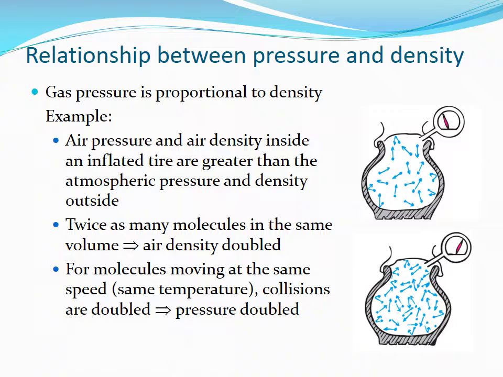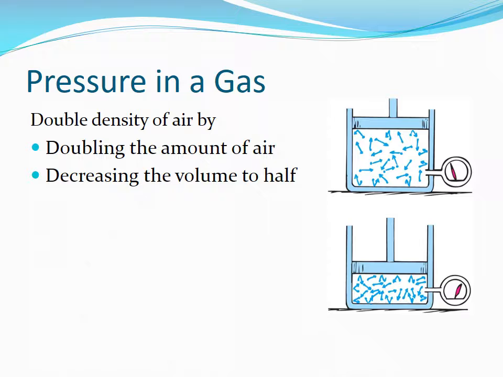Gas pressure is proportional to density. For example, air pressure and air density inside an inflated tire are greater than the atmospheric pressure and density outside. Twice as many molecules in the same volume means the air density doubled. For molecules moving at the same speed, or the same temperature, collisions are doubled, therefore pressure is doubled. Pressure in a gas can be doubled by doubling the amount of air or decreasing the volume by half.